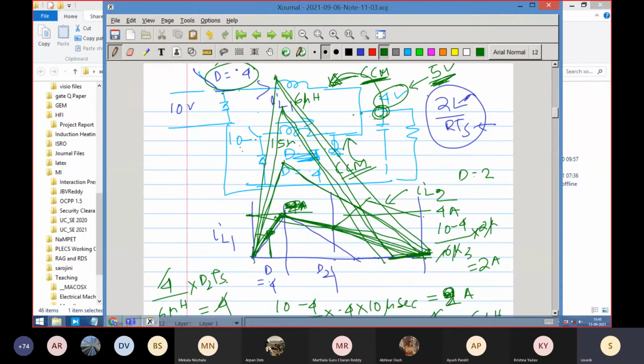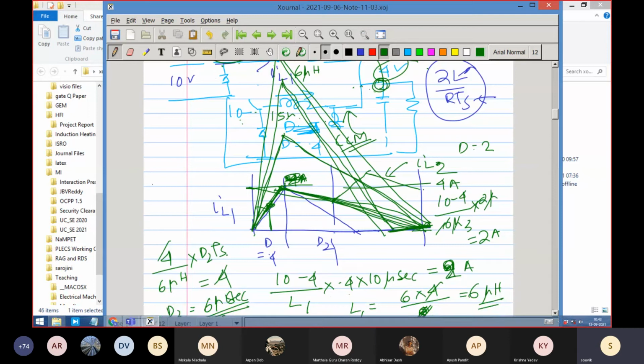Then how much time does it take to come down? Because the off-time voltage is 4, it is 4 by 6 micro into D2 TS. D2 TS is equal to 4 by 6 micro. I need to find out what D2 is. So that is equal to 2 ampere. It has to come down from 2 ampere. So what is D2 now? TS is equal to 10 micro. So micro cancels. D2 is equal to 2 into 6, 12, divided by 40.